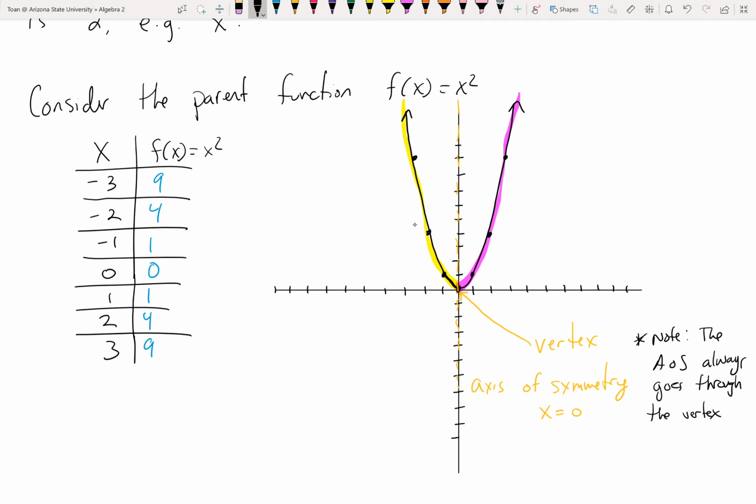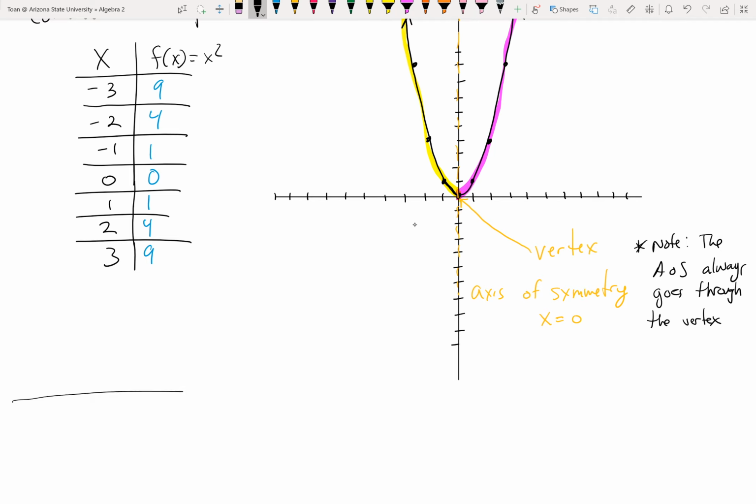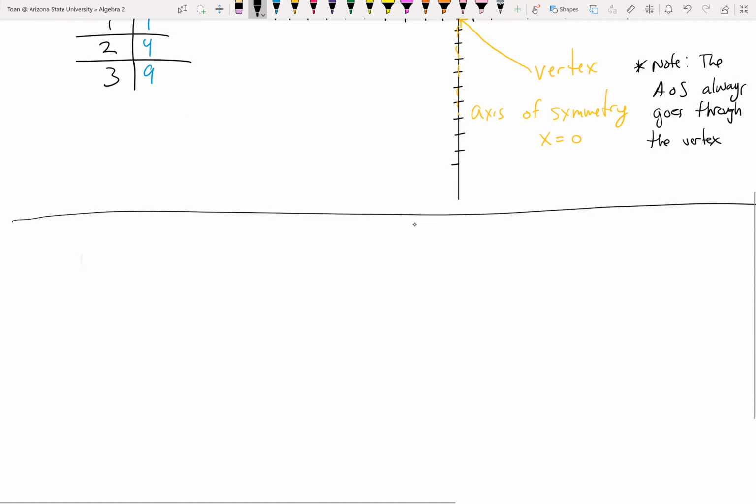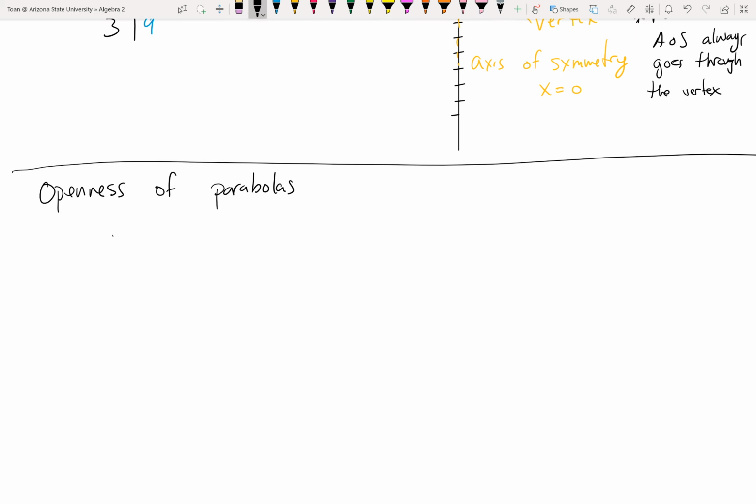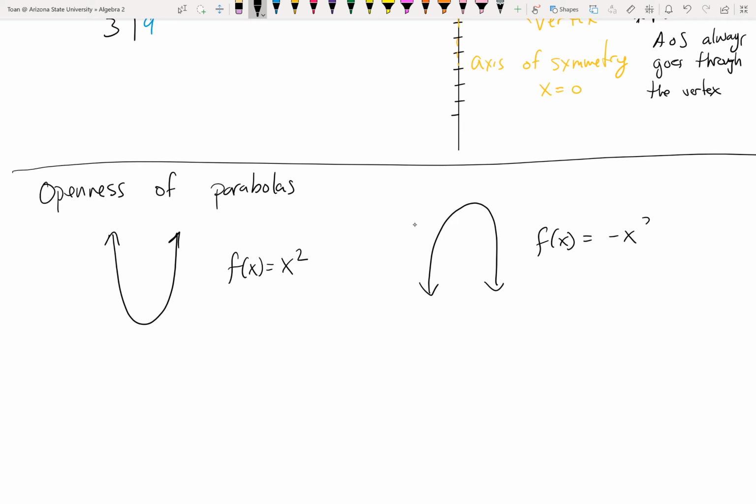Parabolas come in two flavors. I said that in this example, the parabola opens upwards. We could also have parabolas that open downwards. The openness of parabolas is a very simple thing to understand. A parabola that opens upwards will be all equations or functions where the x squared is positive. The only time you'll have a parabola that opens downwards is if the x squared is negative. So that's pretty simple and straightforward.